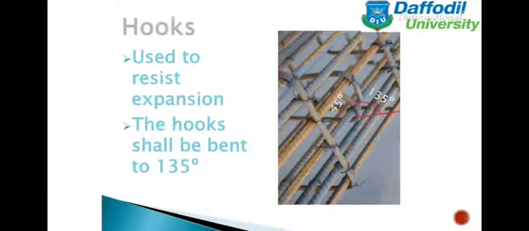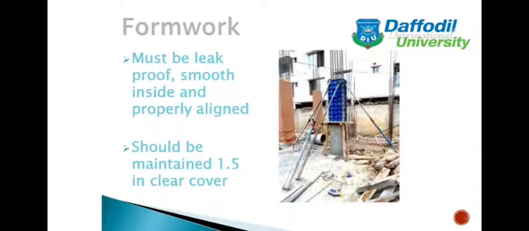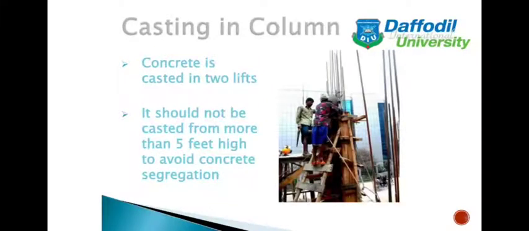Now the hooks. Used to resist expansion, the hooks shall be bent to 135 degrees. As you can see in the picture, the hooks are bent to 135 degrees. Now formwork must be leak-proof, smooth inside and properly aligned. Should maintain 1.5 inch clear cover. Now casting in column. Concrete is casted in 2 lifts. It should not be casted from more than 5 feet high to avoid concrete segregation.